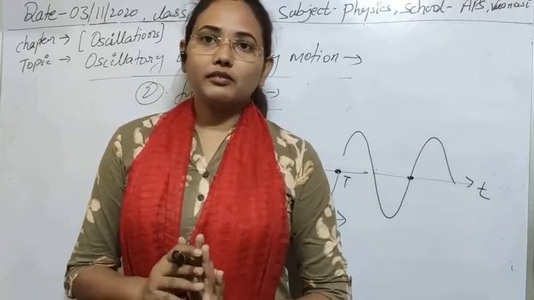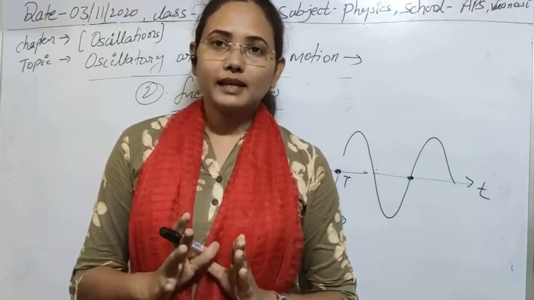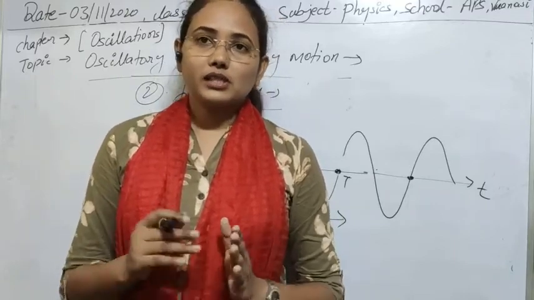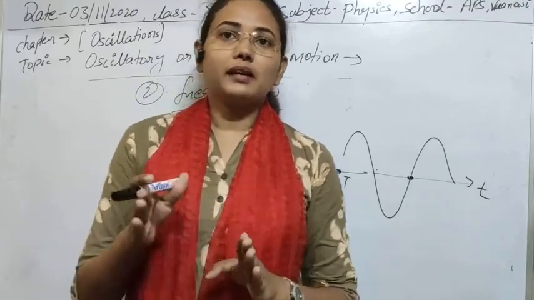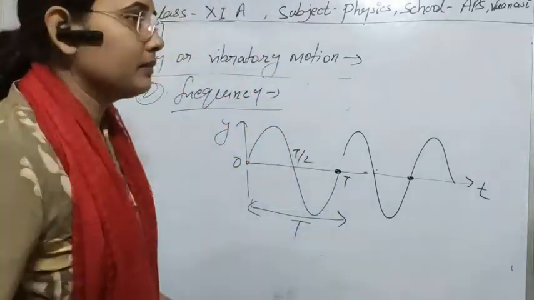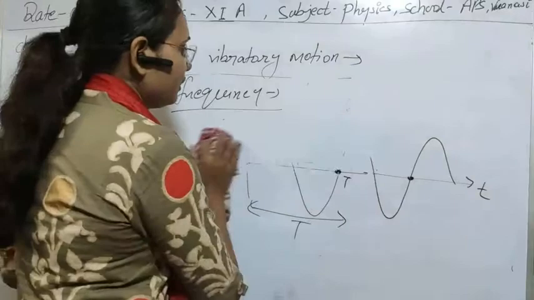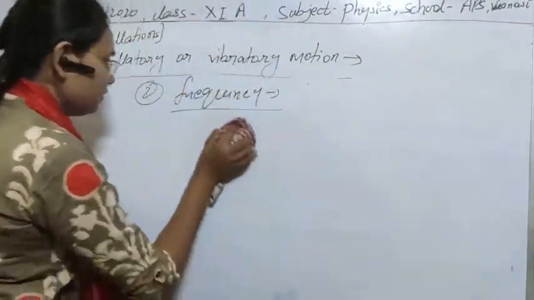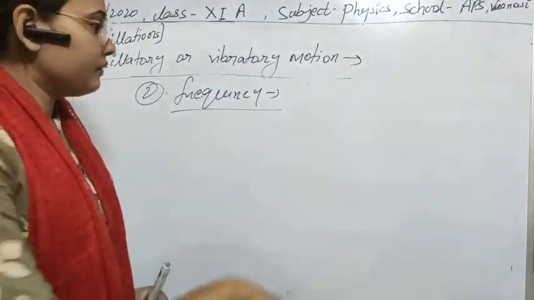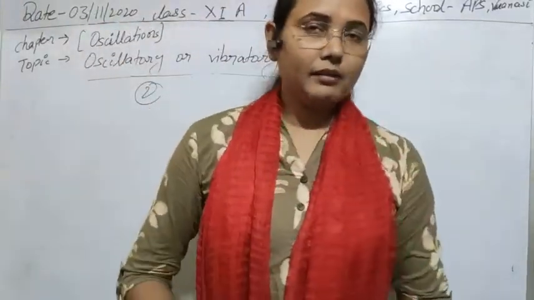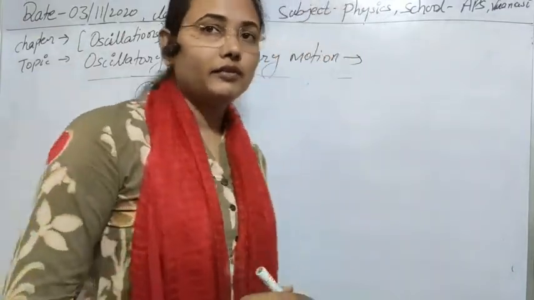In other words, you can say it is the number of oscillations done by any particle in 1 second, meaning in 1 second how many oscillations a particle is executing. That is known as the frequency of the periodic wave or harmonic wave or oscillatory motion. So next, after the frequency and the time period, what is angular frequency.